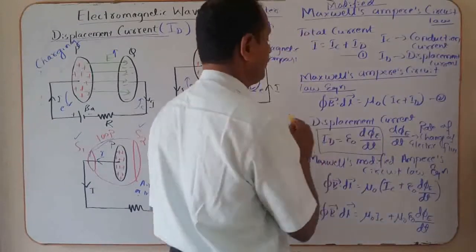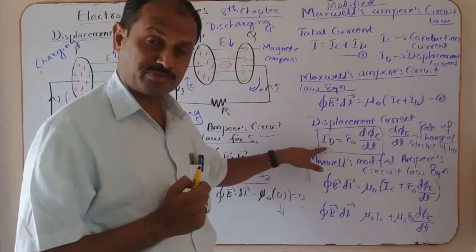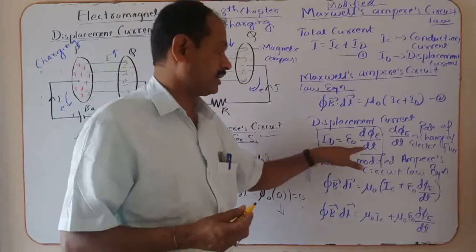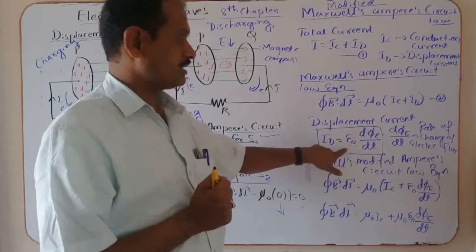This one, okay. It is asked in the examination. You write the expression for the displacement current. Explain the terms. At that time, you write this expression. Displacement current expression. This is the displacement current.